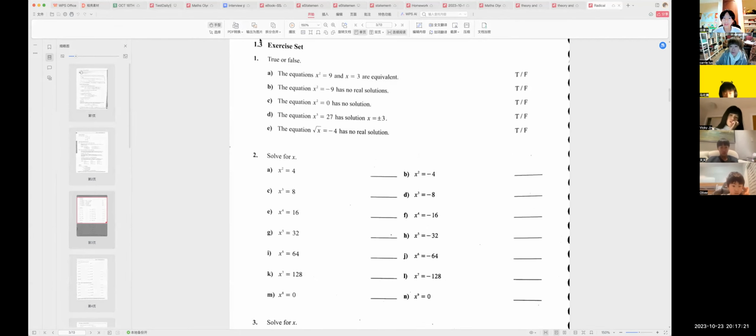Okay, let's take a look at the true or false. I like to do the true or false. Actually, everybody thinks true or false is very easy. The equation x squared equals 9 and x equals 3 are equivalent. Is it true, everybody? Let's do the poll. True. How do I do the poll?